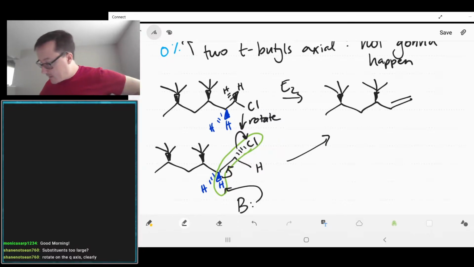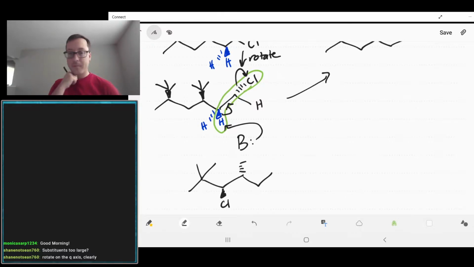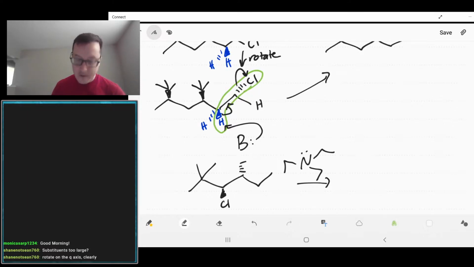All right, let's look at a couple examples from the book here. So, yeah, let's do this one. And let's use triethylamine. Some bulky base, some heat. Actually, we probably don't need a really bulky base on this one. Whatever, we're just going to use it anyway.